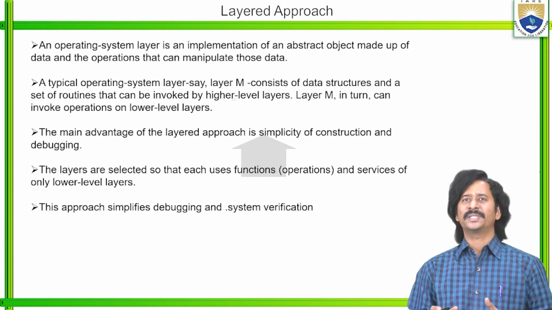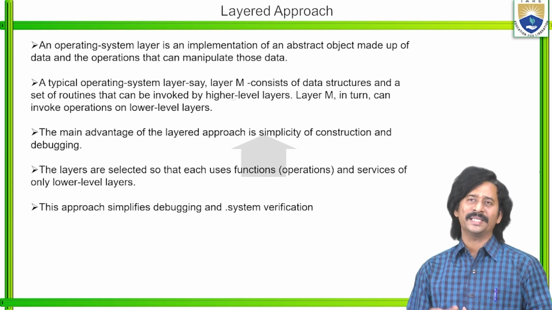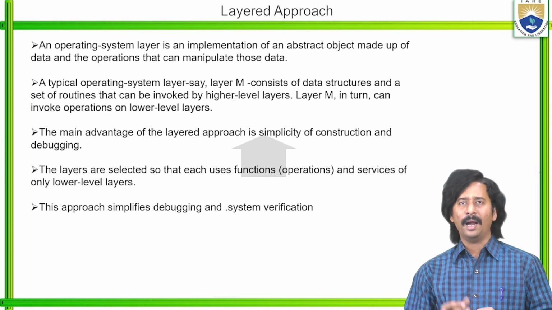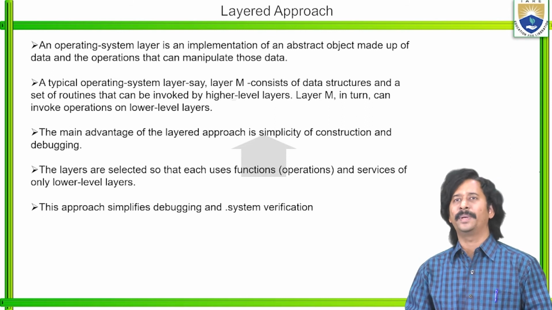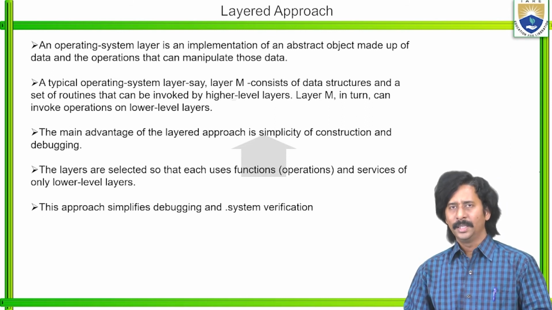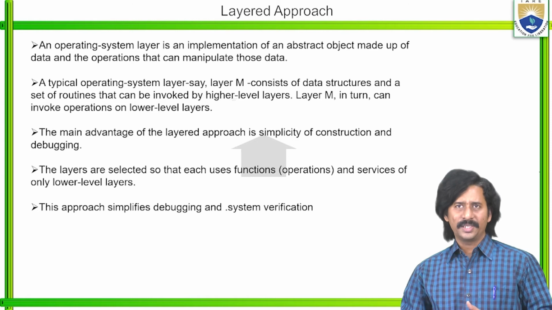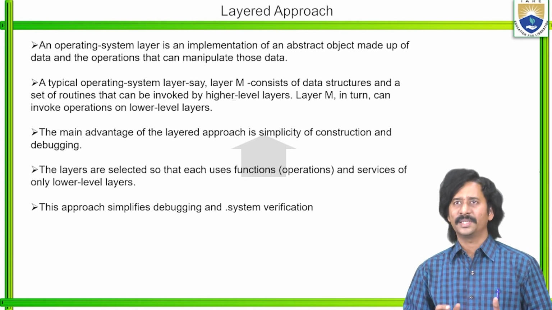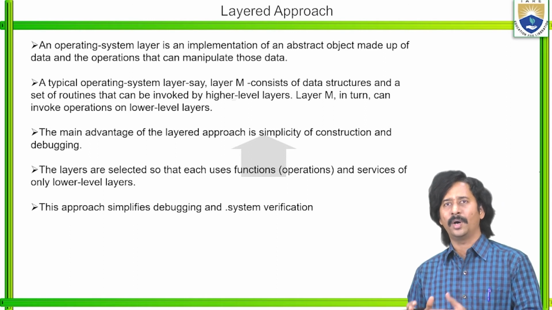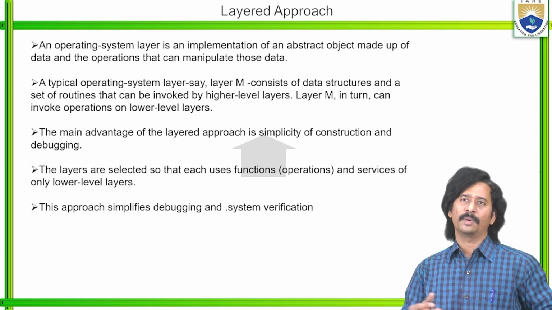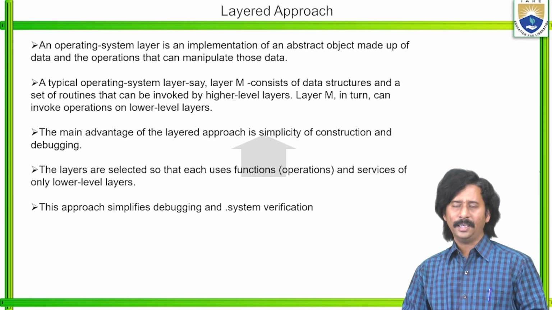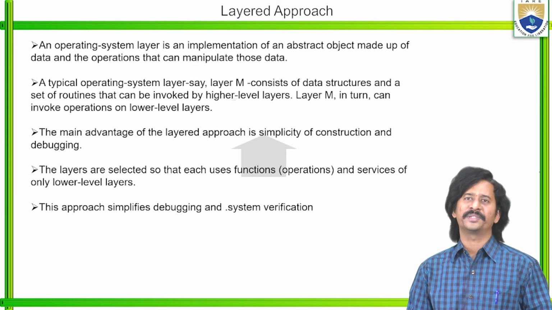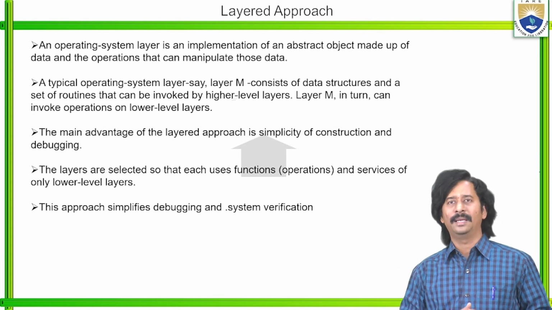So an operating system layer is an implementation of an abstract object which is made up of data and the operations that can manipulate those data. Any operating system layer, for example, let us take layer M, consists of data structures and a set of routines which are invoked by higher level layers. This layer M in turn can invoke operations on various lower level layers.